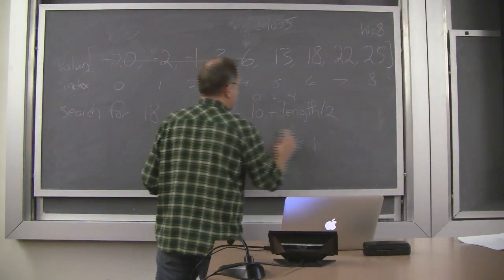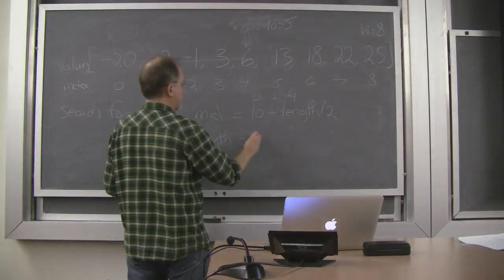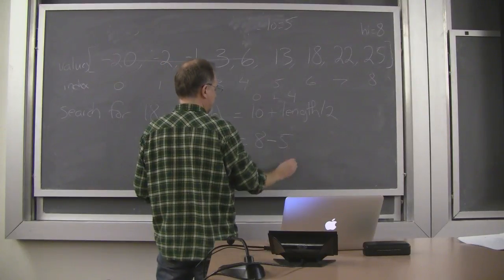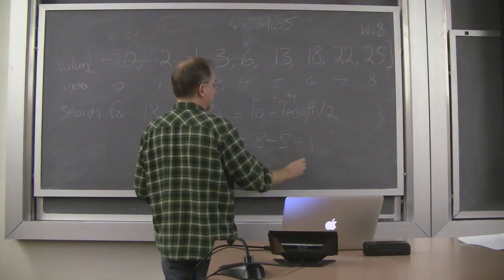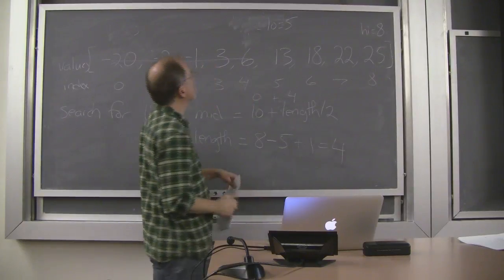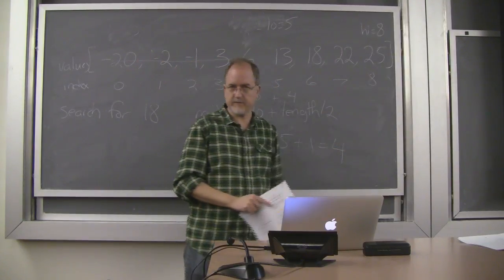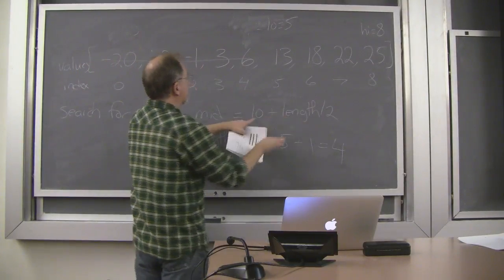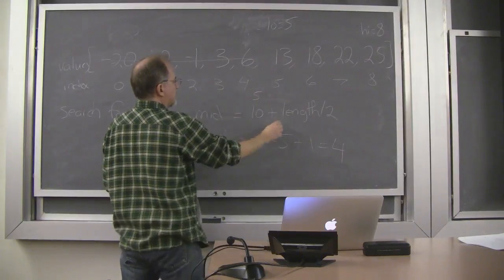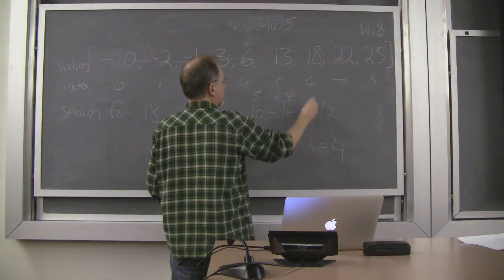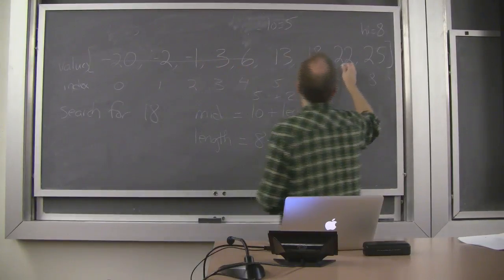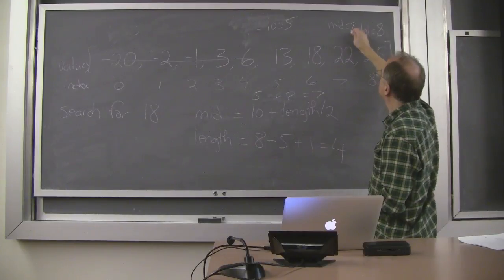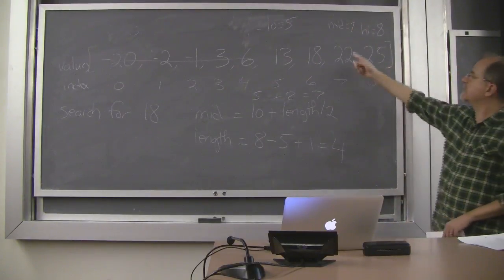Then we redo this computation. The length of this is 8 minus the low, 5, plus 1, this is 3, plus 1 is 4. So the length is 4. And in fact, 1, 2, 3, 4, there's 4 items in that part of the array. The middle is low, which is 5, plus length divided by 2 is 7. So we're saying the middle here is 7. Now the problem is that's not really the middle, right?